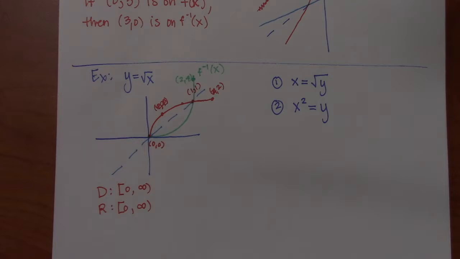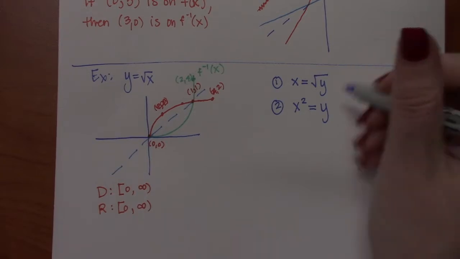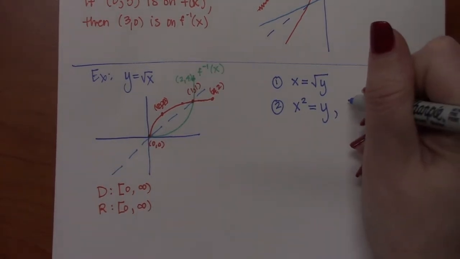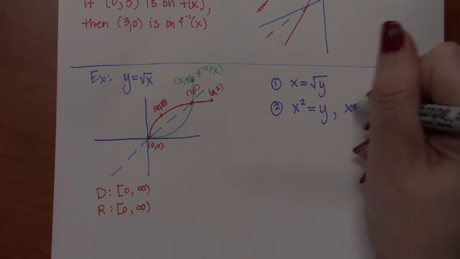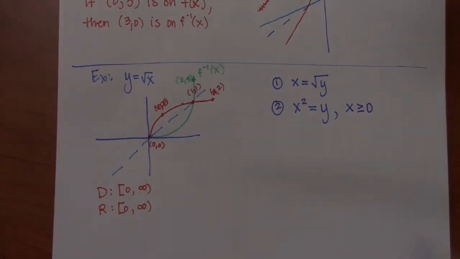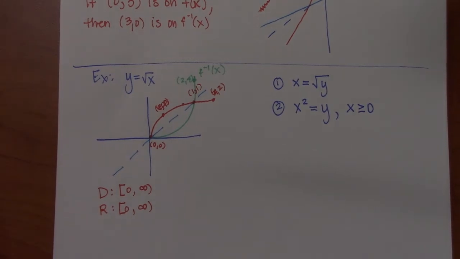So if I take the inverse of this function, it can't be the entire parabola, because no negative values were in the range of the original function. So this is an example of where we would have to restrict the domain. So it's this inverse function, but only where x is greater than or equal to 0. So you would only accept the right half of the parabola.